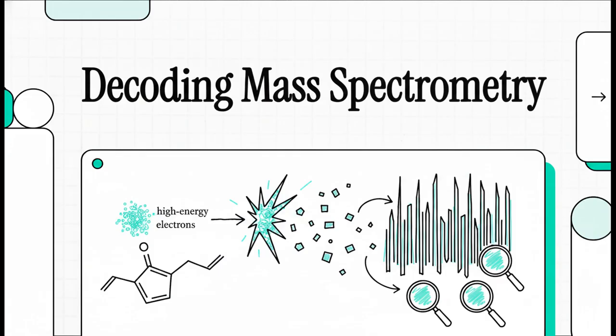If you've ever stared at a mass spectrum and felt like you were just looking at a random, chaotic barcode, well, this is exactly for you. We're going to decode the underlying logic of how these molecules break apart, and we'll turn those jagged lines into a clear, totally readable story of chemical structure.